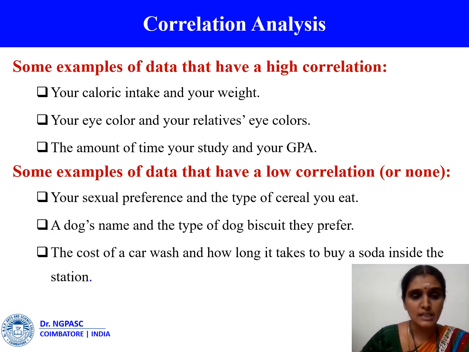Next, we see some examples of data that have a low correlation. Your sexual preference and the type of cereal you eat, a dog's name and the type of dog biscuit they prefer, the cost of a car wash and how long it takes to buy a soda inside the station. We look at these data. These data are not strongly related. So there is no correlation between them, or they have low correlation.